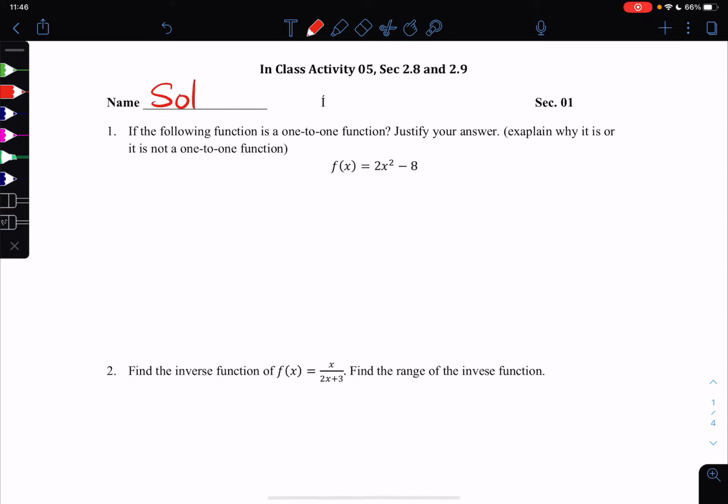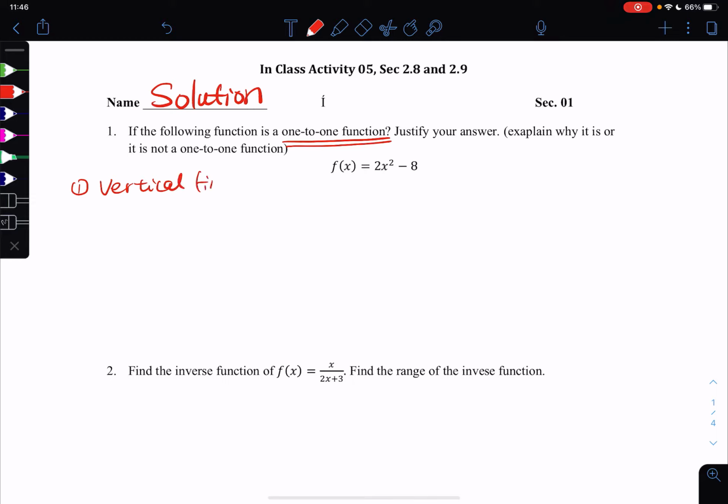So let's go over activity number 5 together in case you are not able to finish everything by yourself. The first problem asks you to identify whether this is a one-to-one function or not. You have two ways to think about it. The first way is to use the graph and hence the vertical line test.